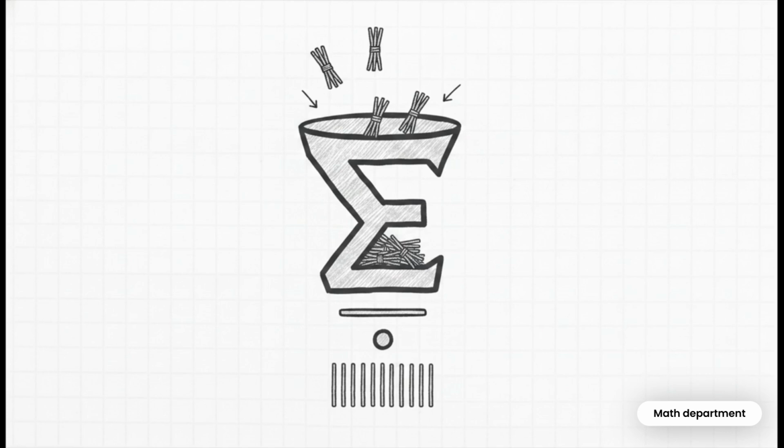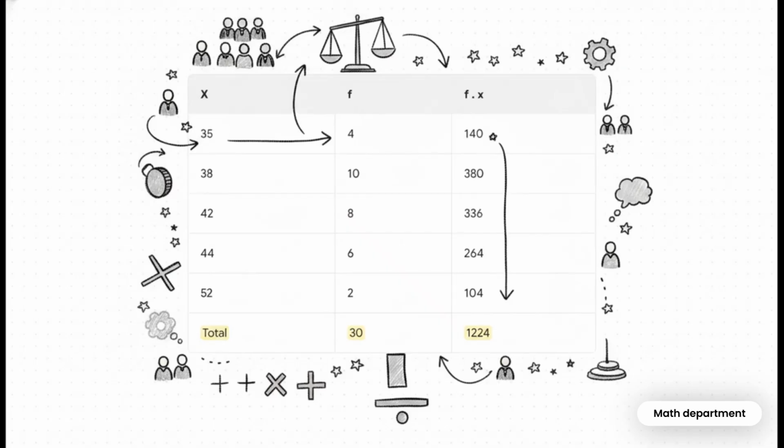So you just multiply each value by how often it appears, add those all up, and divide by the total number of items. This brilliantly illustrates exactly how it works in practice. So here we're looking at the masses of 30 students. Look at that first row. The mass, or X, is 35 kilograms, and the frequency, F, is 4 students.